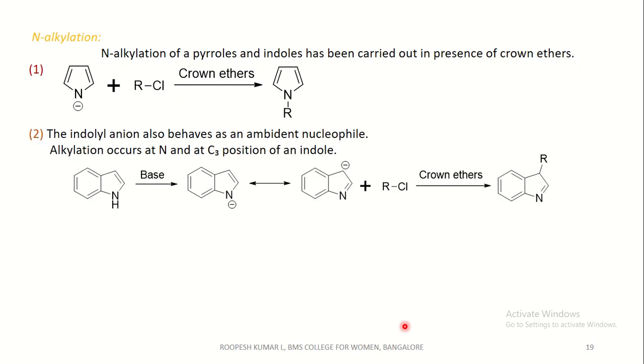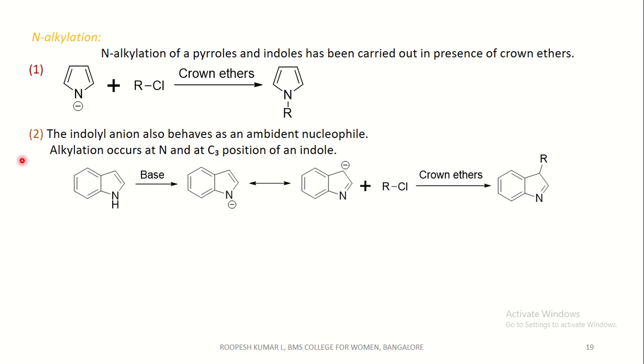And coming to the next one, N-alkylation. That is, N-alkylation of pyrroles and indoles has been carried out in the presence of crown ethers. This is the structure of a pyrrole without negative charge. This negative charge is formed after reacting with base. Then this pyrrole anion reacts with alkyl halide in the presence of crown ethers to form the corresponding alkyl pyrrole. That is, it gets alkylated at the N position, alkylated at nitrogen.